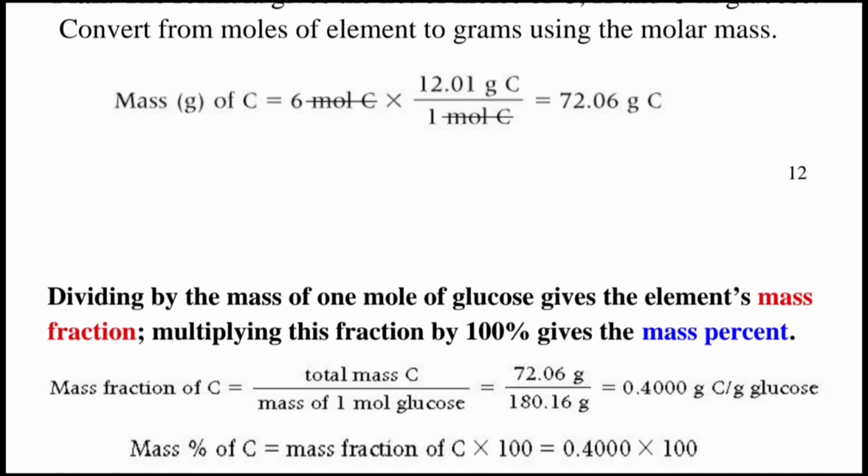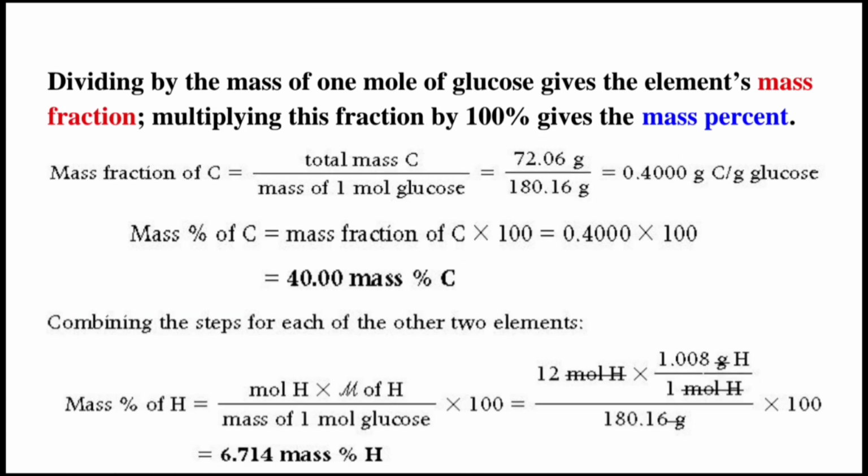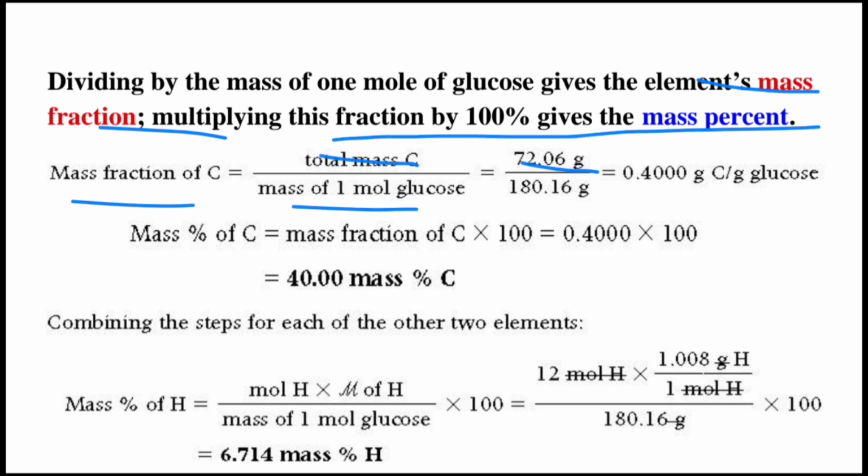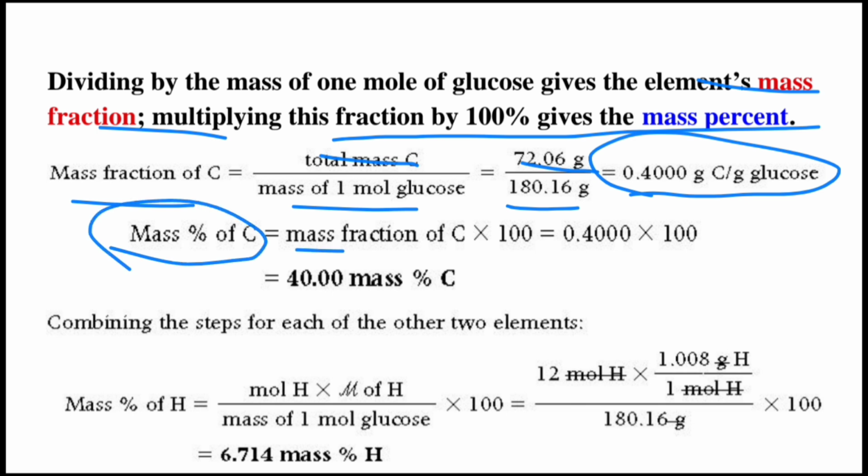Dividing by the mass of 1 mole of glucose gives the element's mass fraction. Multiplying this fraction by 100 gives the mass percentage. This is the mass fraction: total mass of carbon is 72, mass of 1 mole of glucose is 180. We will get 0.4 grams of carbon per gram of glucose. Okay, the mass percentage, the mass fraction of C. What do we get?